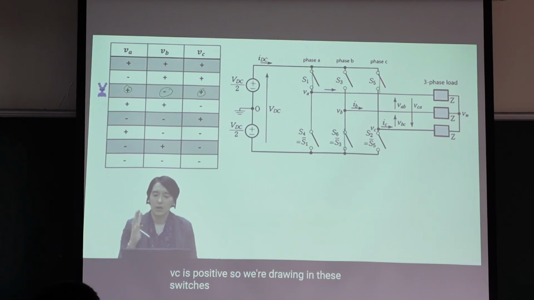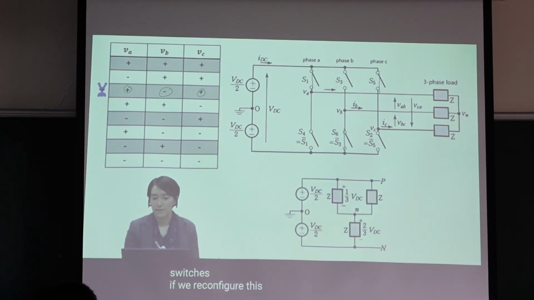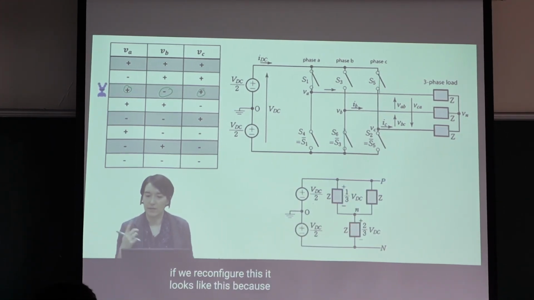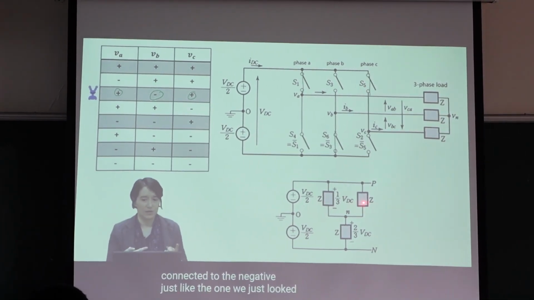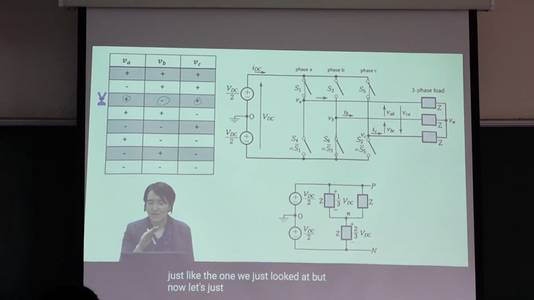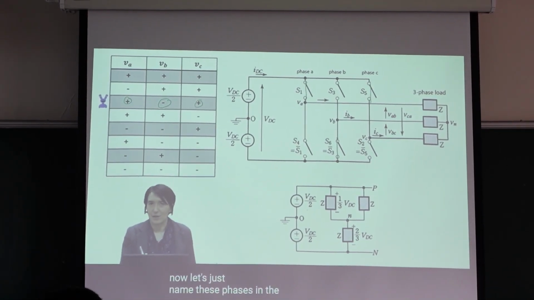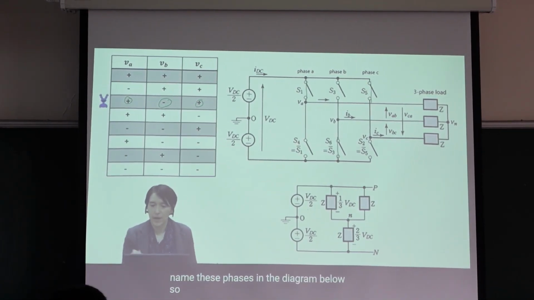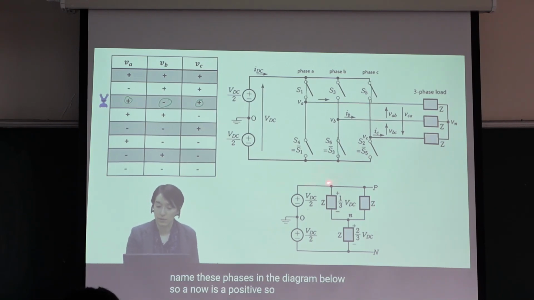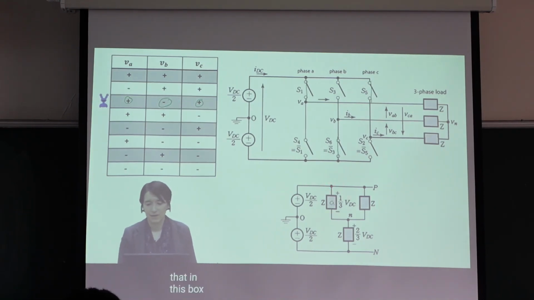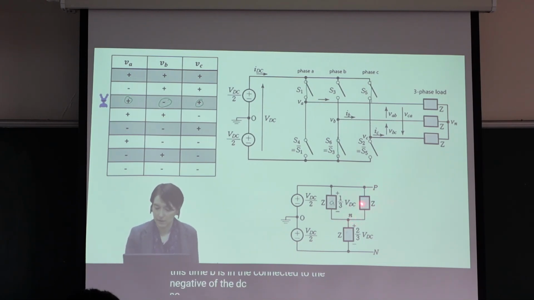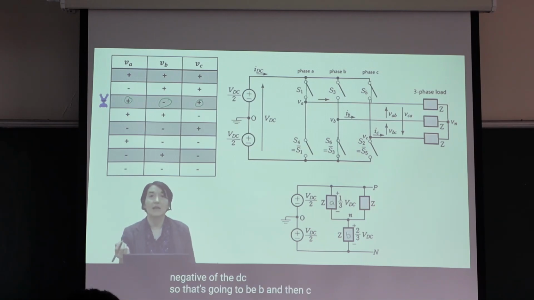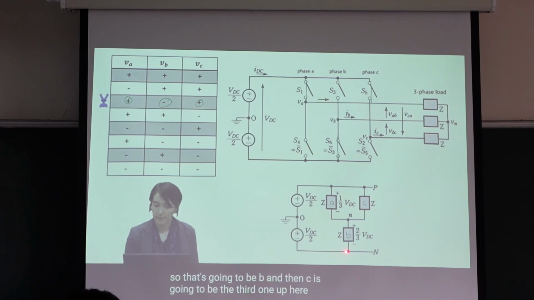If we reconfigure this, then we can draw it like this, because two are connected to the positive and one is connected to the negative. A is positive, B is positive, C is negative. Now let's just name these phases in the diagram below. So A now is positive, so we can put that in this box, this impedance. And this time B is connected to the positive of the DC, and then C is going to be here, connected to the negative.